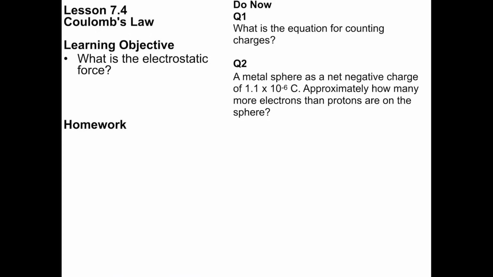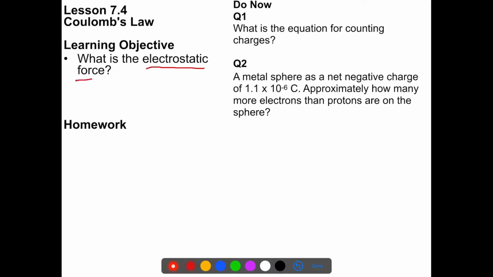Okay, so we are doing lesson 4, Coulomb's law, and this is where we're going to get into talking about the electrostatic force. This is what we've been building up to. So let's start with the first do now question. What is the equation for counting charges? Again, we have Q equals NE, where Q is the charge, N is the number of the elementary particles, and E is the constant, the 1.6 times 10 to the negative 19 coulombs.